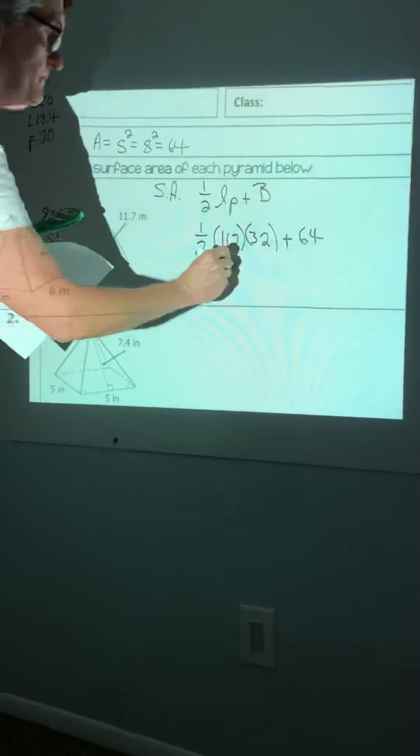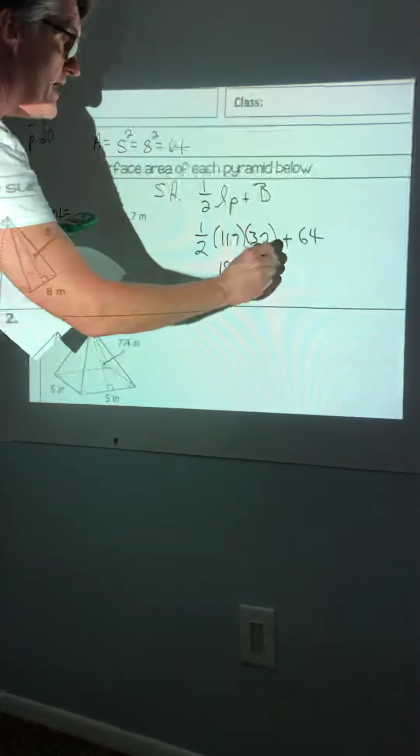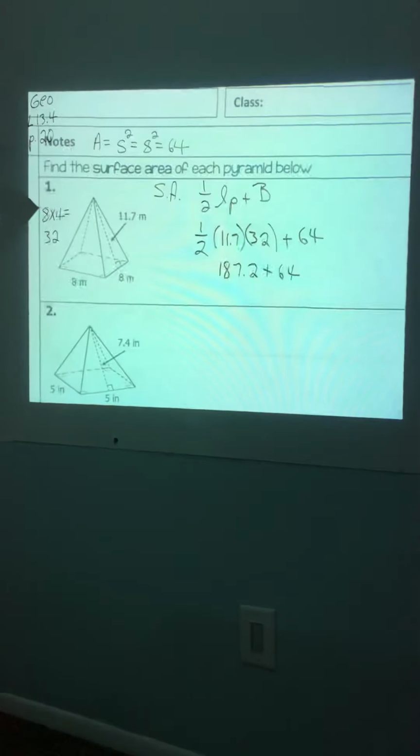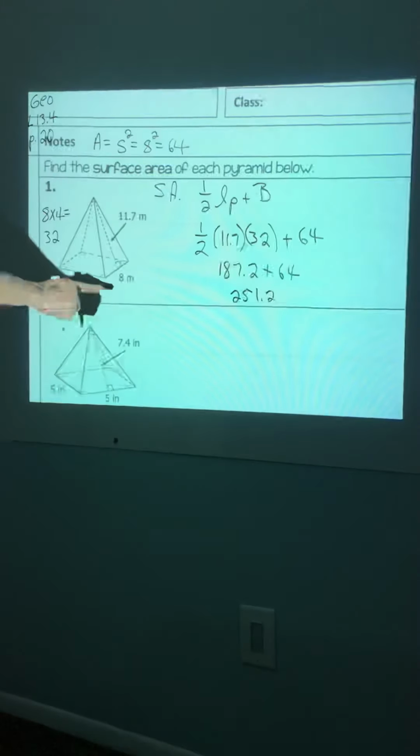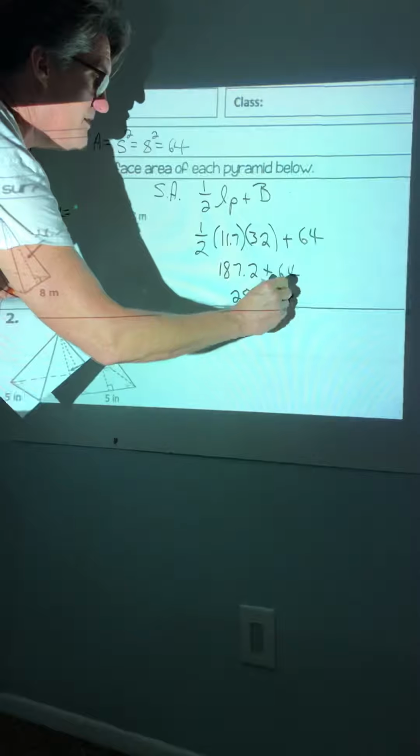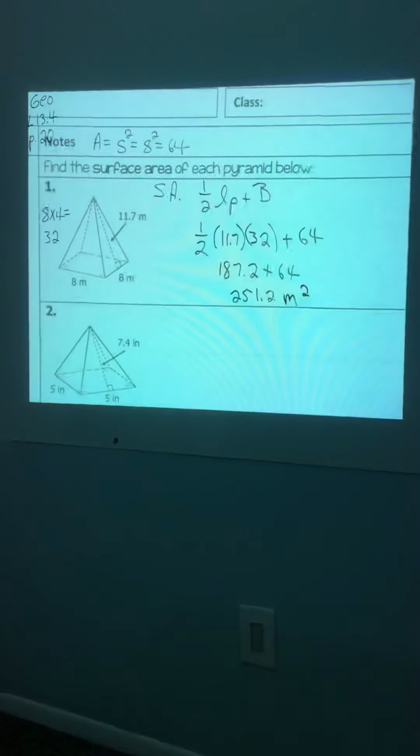I'm just holding on. And then you're going to add 64 to it. So 187.2 plus 64 is 251.2. And we're doing area, so grab the meters. We're still doing area. Don't worry, it's going to change. But right now we're still doing area. It's 251.2 meters squared. Okay, you now found out how much it's going to take to cover the outside of this pyramid.